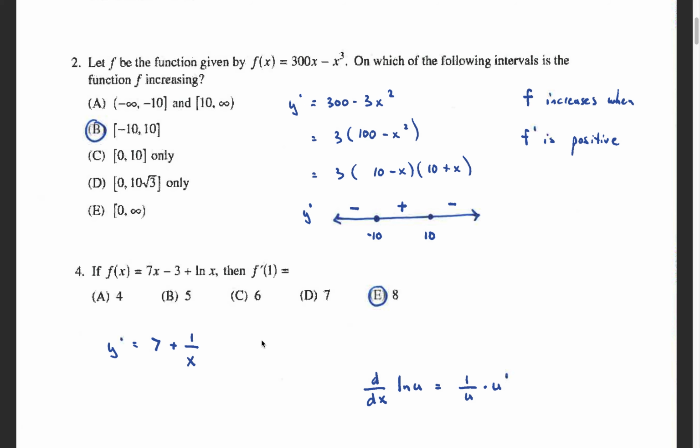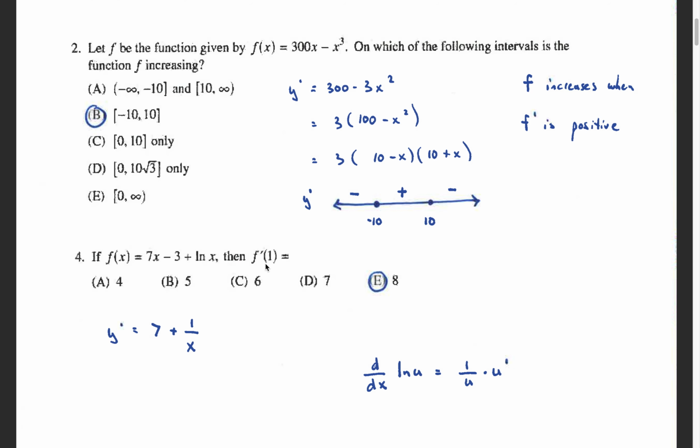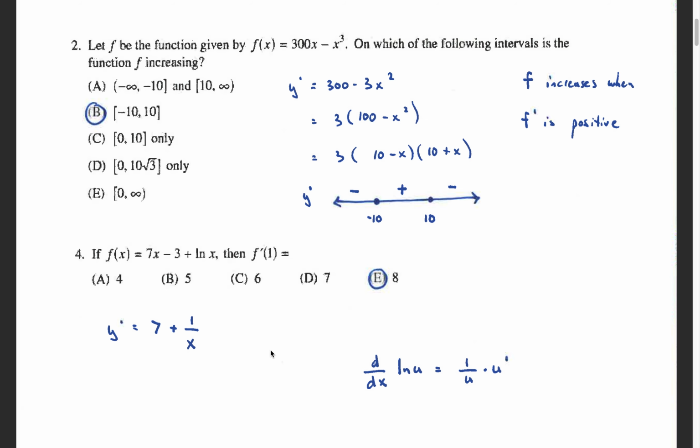This is just me taking the derivative of a function. It says f prime of 1, so I just took the derivative of 7x and negative 3 and the natural log. Remind you that the derivative of the natural log is 1 over u times u prime. In this case, it's just 1 over x. And then I evaluated it at 1.